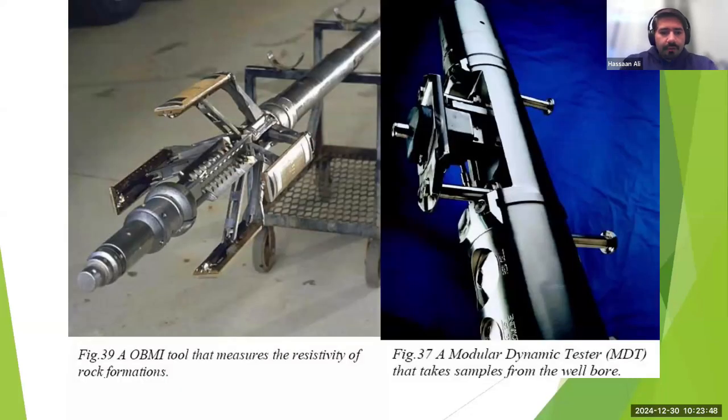An example of the wireline logging tools. These are the two tools. I'm going to talk about the OBMI tool. These are the resistivity pads. This tool is used to determine the resistivity of the rock formation. The tool on the right-hand side is what we call a dynamic tester. This tool is used to take samples of the reservoir formations, and it can be run as a combination with different other units as well.